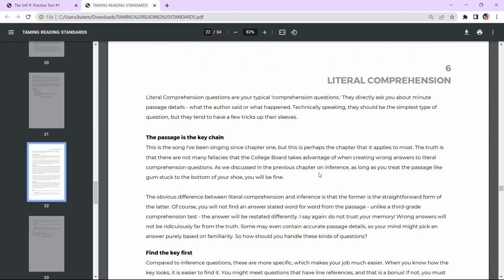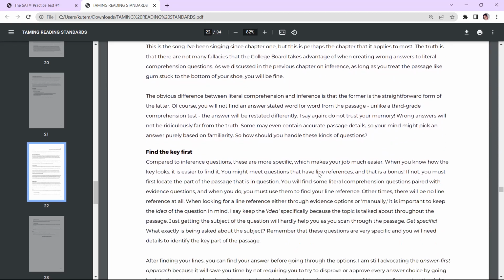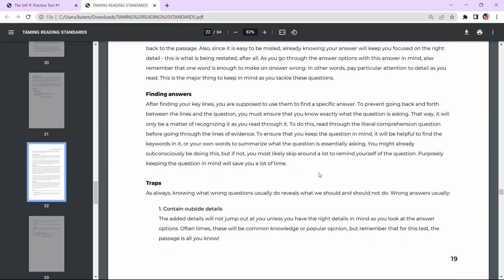This doesn't only apply to literal comprehension. I also emphasize this for main idea questions and function questions, that you have to find your answer first before you look at the options, because it will even save you a lot of time. Instead of having to disqualify A, B, and C before you find that D is your answer, you already know your answer. And so you're just filtering: oh, A is wrong because, oh, B is wrong because. So it will really save you a lot of time.